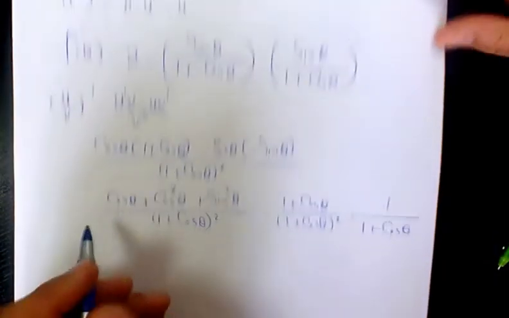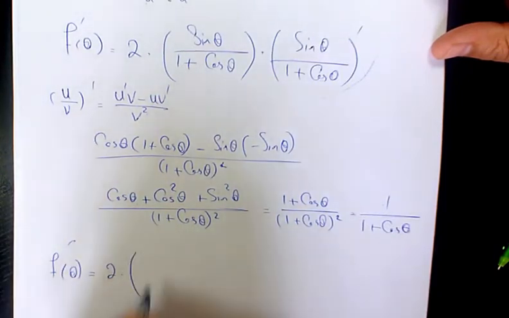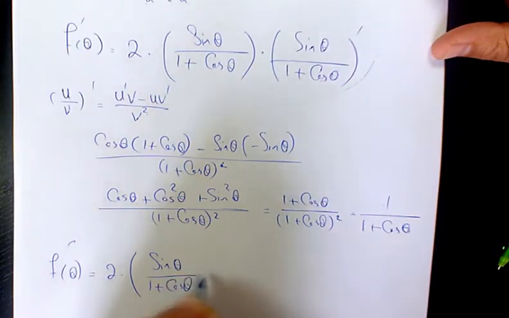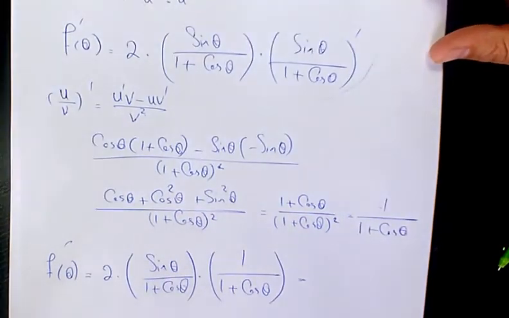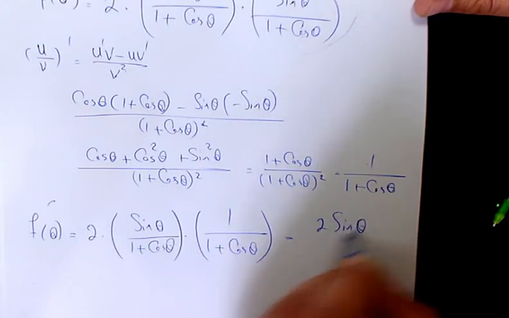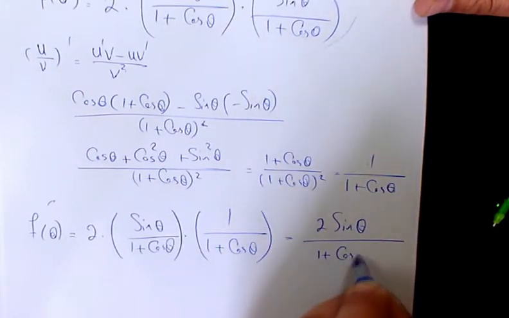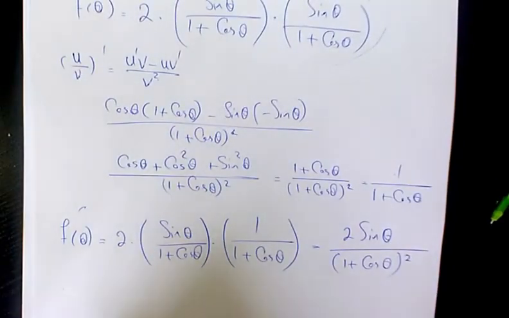So when you substitute it there, we can say f prime theta is going to be 2 times sine theta over 1 plus cosine theta, times 1 over 1 plus cosine theta. Or you can say it's going to be 2 sine theta over 1 plus cosine theta to the power of 2. So that's going to be the final answer.